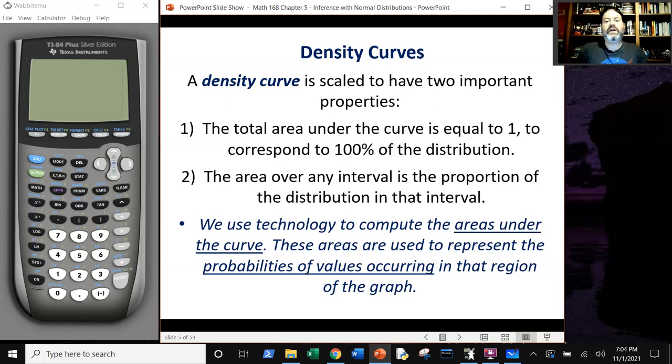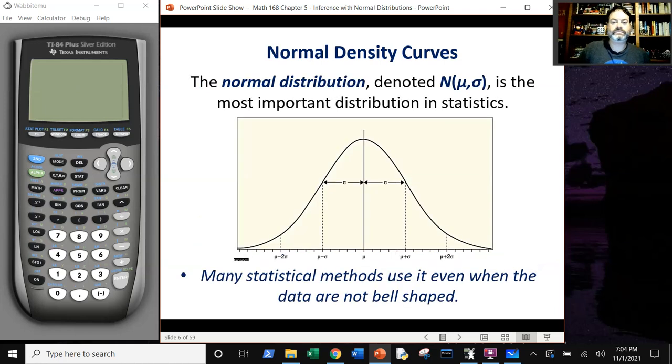And number 2, the area over any interval is the proportion of the distribution in that interval. That just means the size of the area in terms of its measurement is proportional to how much space it takes up. And we're going to use technology to do these areas under the curve. When we draw pictures, we're going to have to draw pictures by hand. And StatKey will do that for us, obviously. StatKey is very good at making graphs. And we'll use the graphing calculator to compute the probability. So we're going to be doing 3 different things, right? Graphing calculator, drawing pictures by hand, and StatKey.